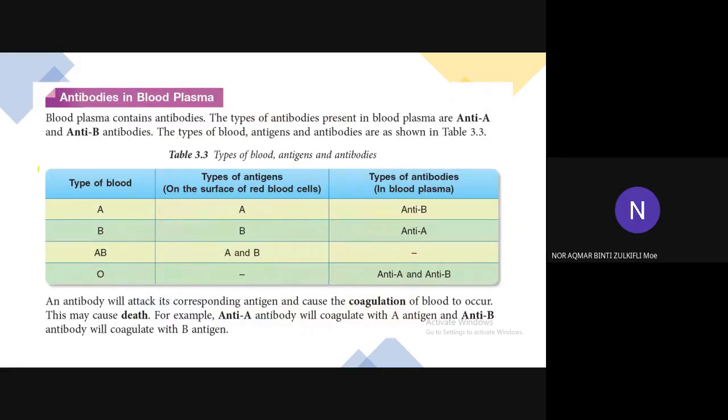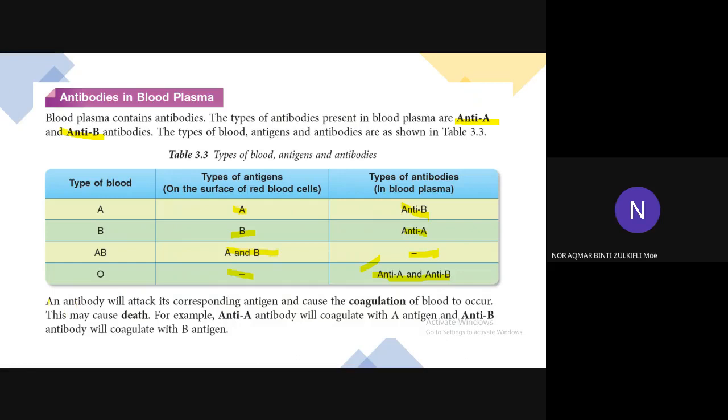Okay, so this is antibodies in blood plasma. There are anti-A and anti-B antibodies. So if the blood is type A, the antigen is A and the antibody is anti-B. If the antigen is B, the antibody is anti-A. Okay, so we must memorize this, the types of antigens and the types of antibodies.